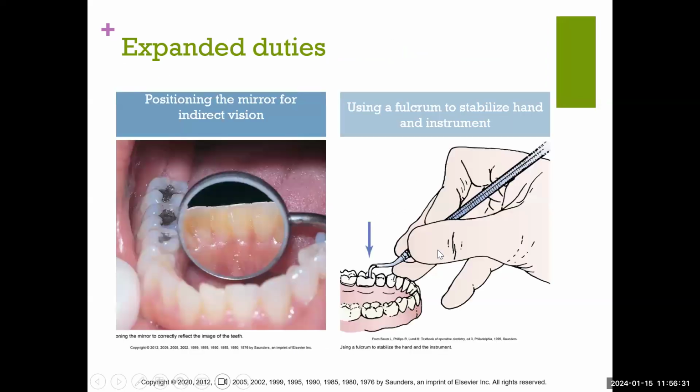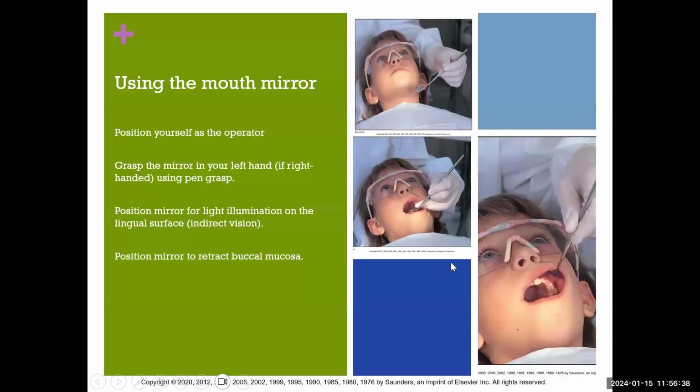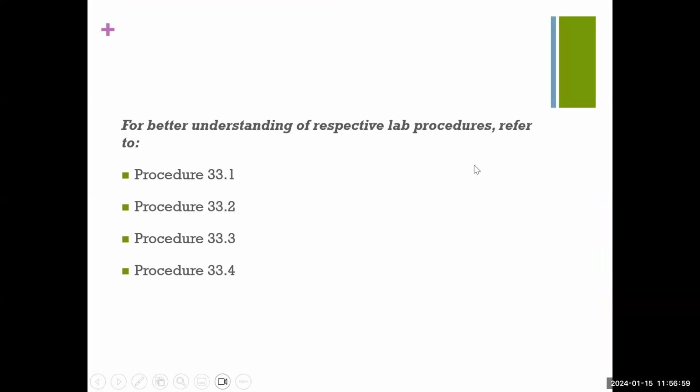This is your indirect vision right here, and this is an example of utilizing the fulcrum to stabilize your hand. Utilizing the mouth mirror, you can use the mouth mirror for several functions, even to retract or push buccal mucosa aside so you can see it better. You can even use it when it comes to the light, so the mirror can illuminate light onto the tooth surface, and you can use it for indirect vision.